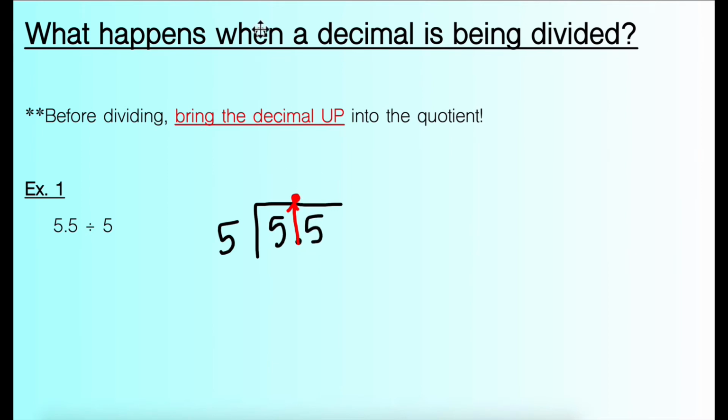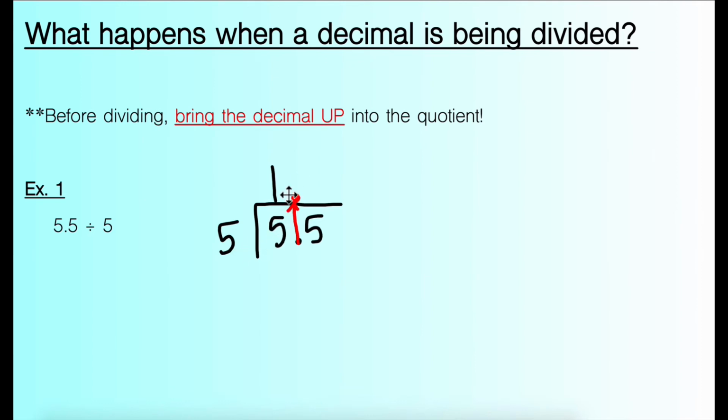And now I will start dividing. Can 5 go into 5? Yes, it can. It can go in one time. Make sure you put it in the proper spot. Where you put your numbers, as silly as it sounds, it matters. It affects your answer. This goes above the 5 and it goes before the decimal point.